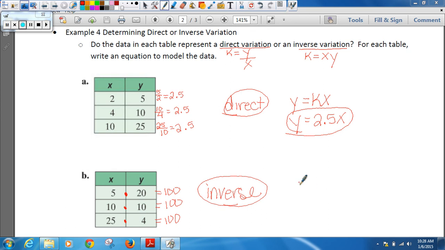And my equation would be y equals k over x. So my equation is y equals 100 over x. So again, to tell if it's direct or inverse, you have to see, is the quotient the same when you divide, or is the product the same when you multiply?